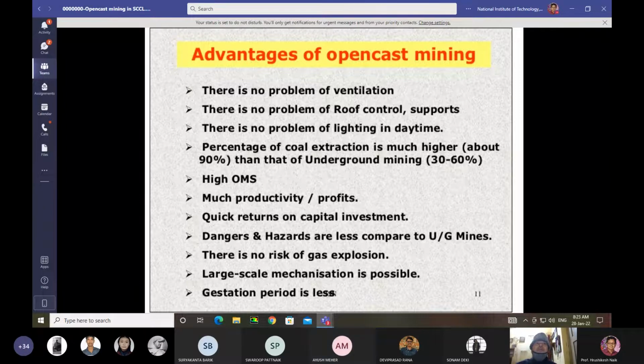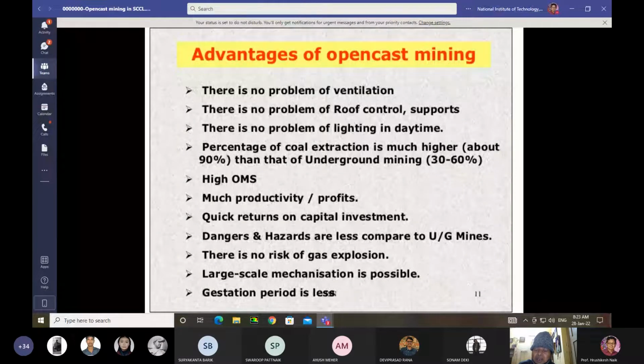So these are the advantages of open cast mining methods. In open cast mining, there is no need of any ventilation. Have you studied underground mining methods? Have you studied ventilation? No, sir. Not yet, sir. Okay, fine.